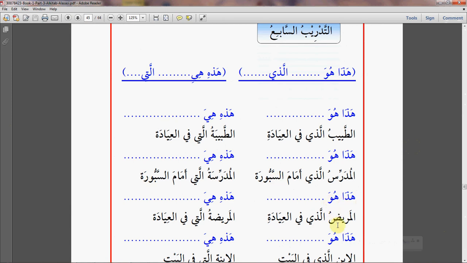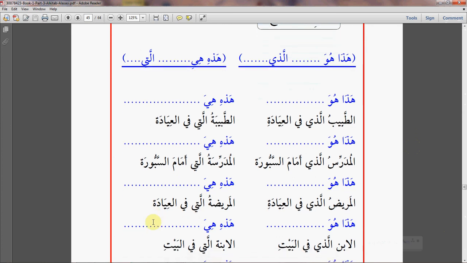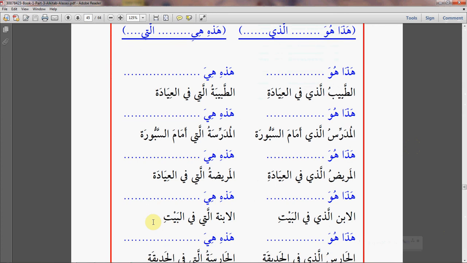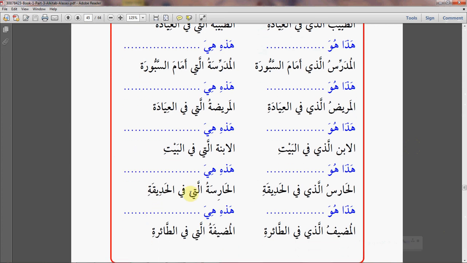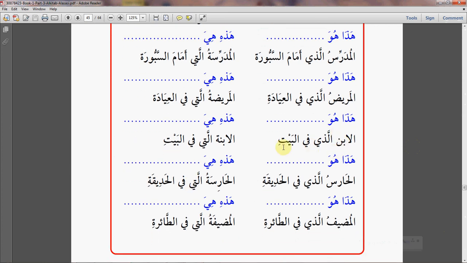هذا هو المريض الذي في العيادة. Here is the patient which is in the surgery. هذه هي المريضة التي في العيادة. هذا هو الابن الذي في البيت. هذه هي الابنة التي في البيت. Okay. Here is the son who's in the house, and here is the daughter who's in the house.